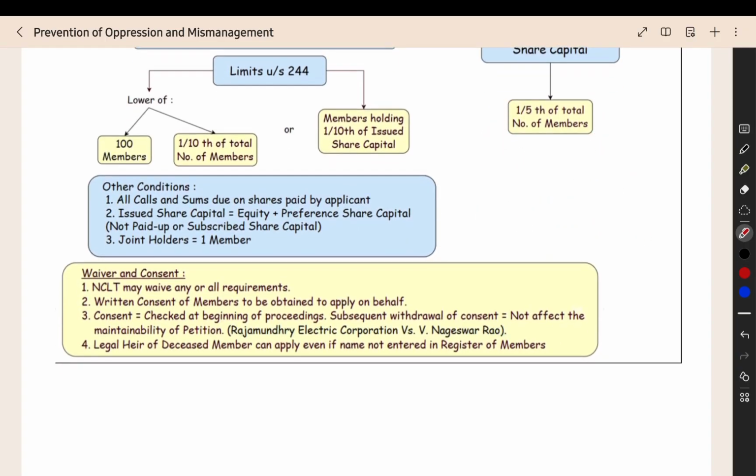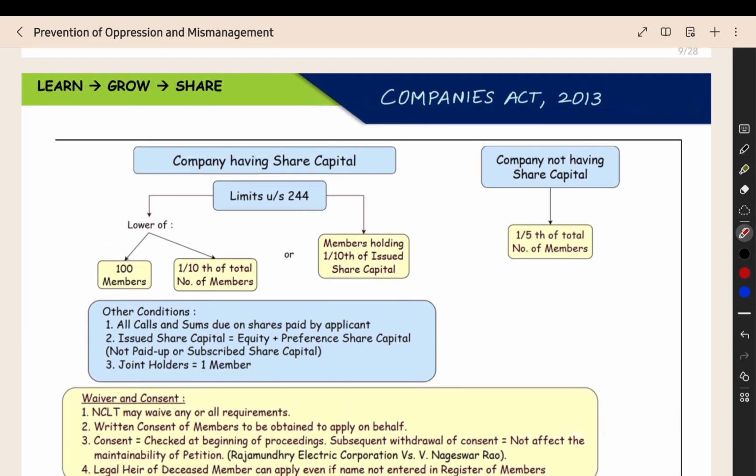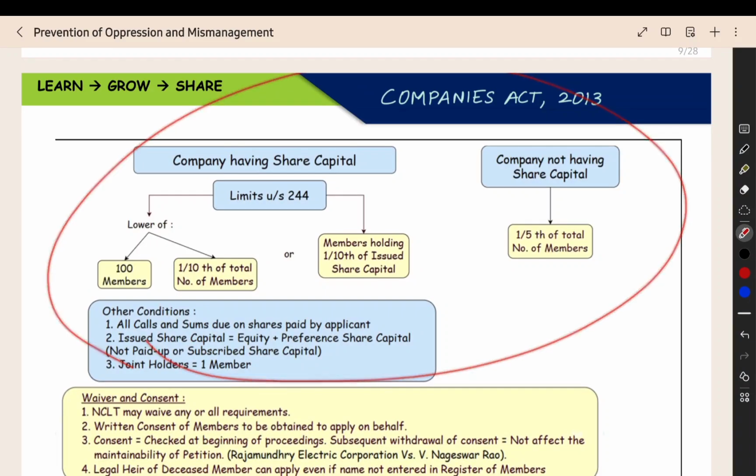Then another condition: when we are counting those members, all the calls and sums due on the shares should have been paid by the applicant. When you are making the application, you should have paid all the call money and arrears, everything that should be paid by you. Issued share capital includes equity plus preference share capital. A joint holder will be considered as one member for this limit counting. So this is the minimum number of members who should gather to file an application.